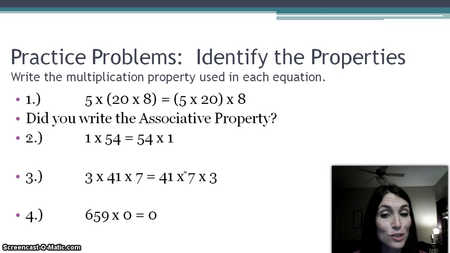Did you write down the associative property? If you did, you're correct. As you can see, the numbers and the multiplication signs all stayed in the same order. We just changed how they were grouped by changing where the parentheses were located.